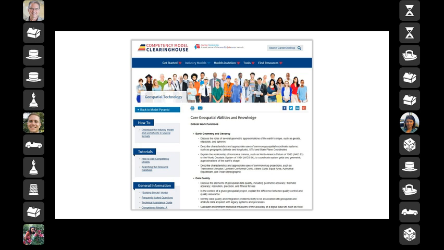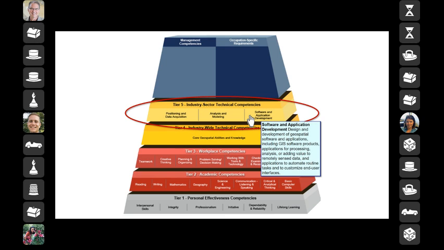Later in this introductory lesson, we'll ask you to self-assess your own knowledge, skills, and abilities in relation to the 43 core industry competencies included in Tier 4, and our quiz will help you self-assess your familiarity with the GTCM as a whole. Tier 5, the industry sector technical competencies, includes requirements for worker success in each of three industry sectors: positioning and data acquisition, analysis and modeling, and software and app development. Later in the course, we'll ask you to assess your competence in each of the three industry sectors in Tier 5.